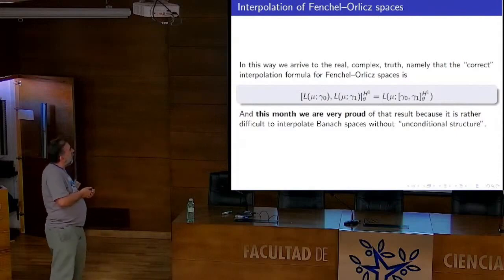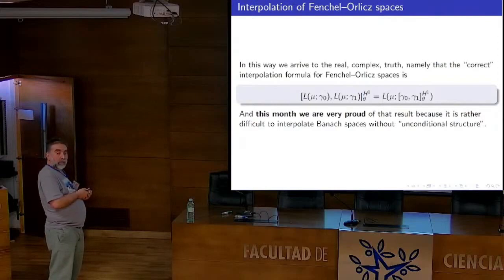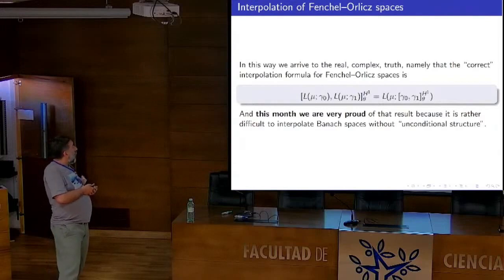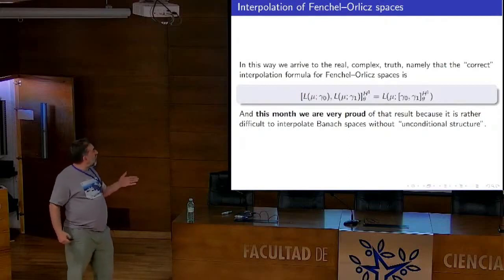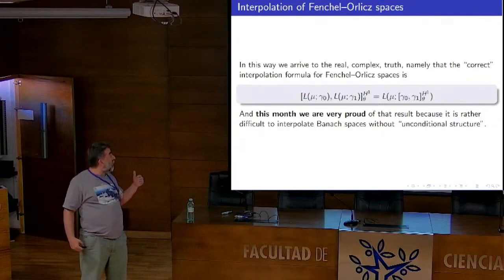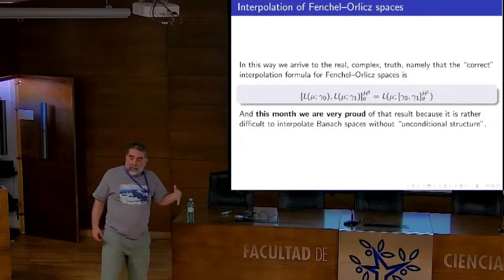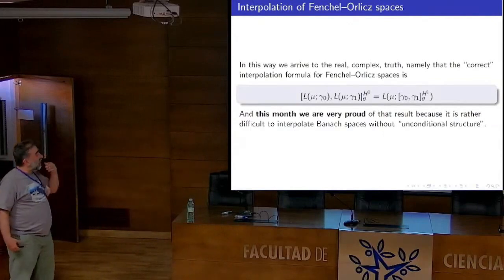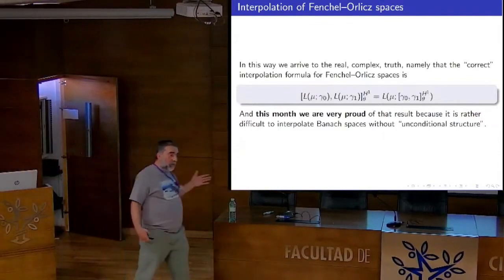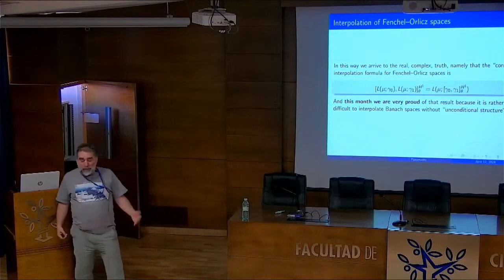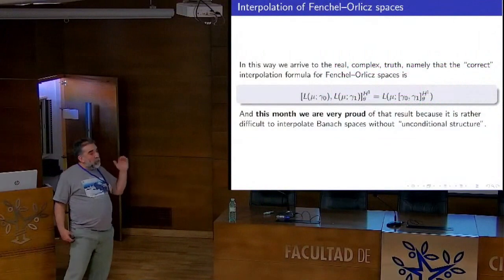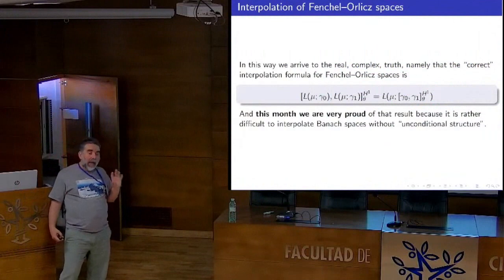And the point is that we can prove this identity, but we can also apply Calderon's result, because this space is exactly the same as if we remove the H1 method, because this agrees isometrically with the usual interpolation space. So interpolation of Fenchel-Orlicz spaces can be done with the Young functions, which are highly non-homogeneous objects. And of course, we are very proud of this result, because it is very difficult to interpolate objects that don't have unconditional structure.